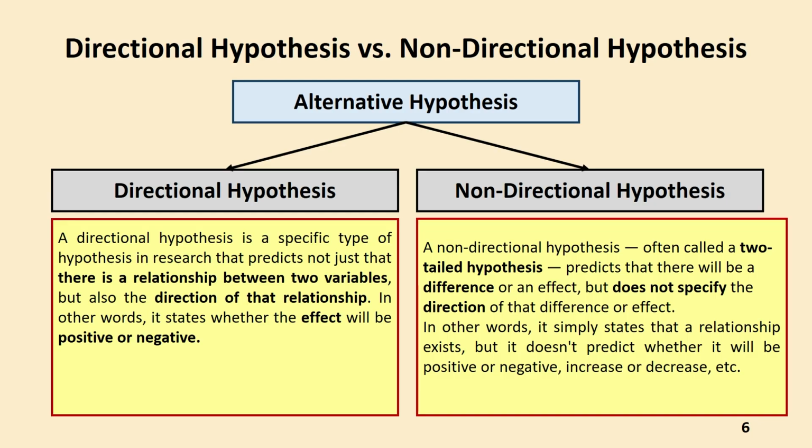So a two-tailed hypothesis generally predicts that there will be a difference or an effect, but does not specify the direction of that difference or effect. It simply says that there will be a difference. So any hypothesis written in this form, which does not reflect a specific direction of difference, will be known as a non-directional hypothesis, whereas a hypothesis which gives a sense of direction of the relationship will be known as a directional hypothesis or one-tailed hypothesis.